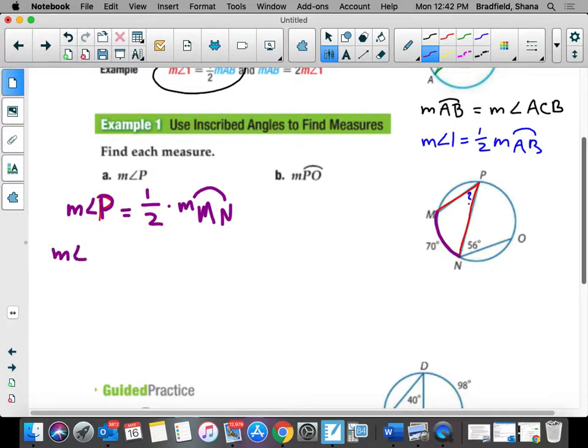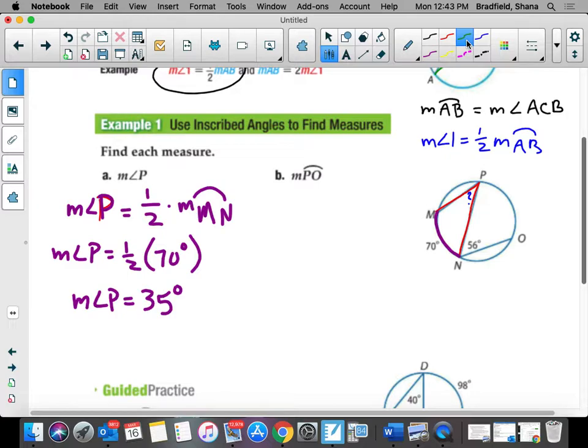So the measure of angle P is 1/2. The measure of MN was 70 degrees. So the measure of angle P would be then 35 degrees. It is half the measure of the arc.